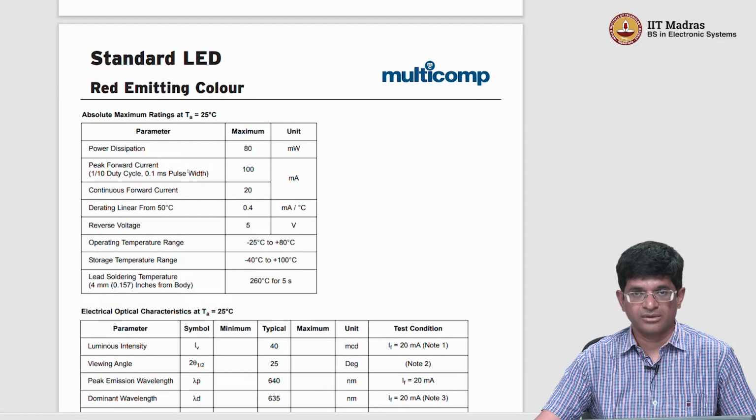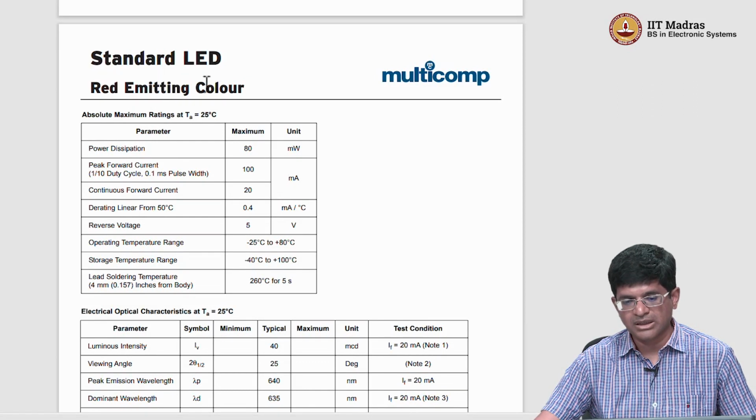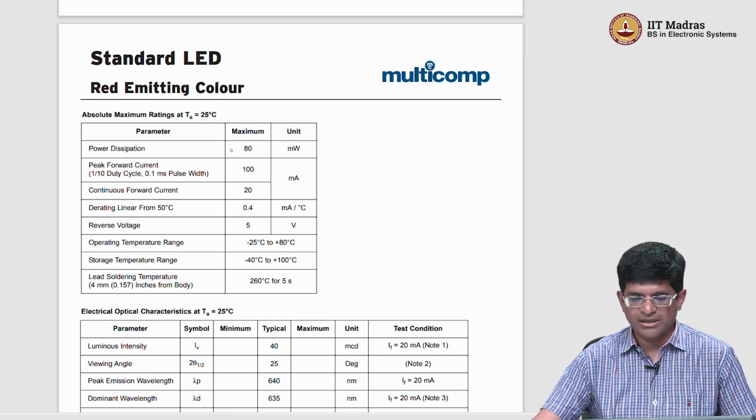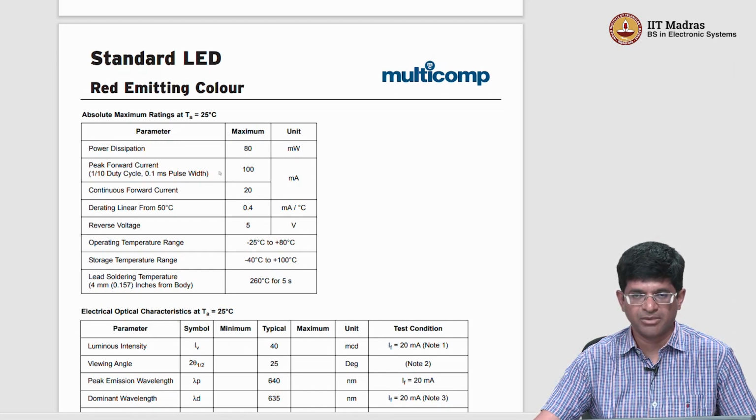But what's more interesting from our point of view is this second part, which talks about the maximum ratings. It says, for example, that the maximum power dissipation is 80 milliwatts. So where does that come from? We'll have to look at where the power dissipation inside the LED comes from. One of the things there is the peak forward current, and it says that the maximum current that it can take without getting damaged is 100 milliamps. But that should only happen at a 1/10 duty cycle.